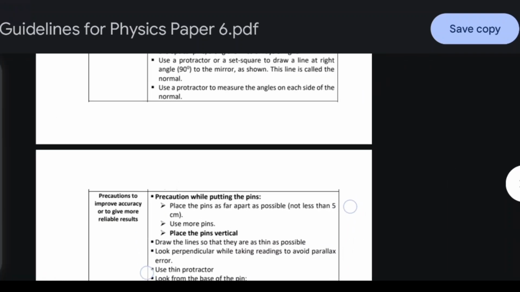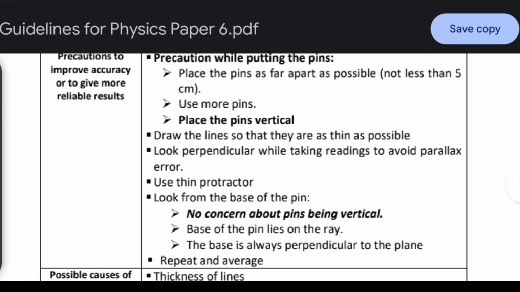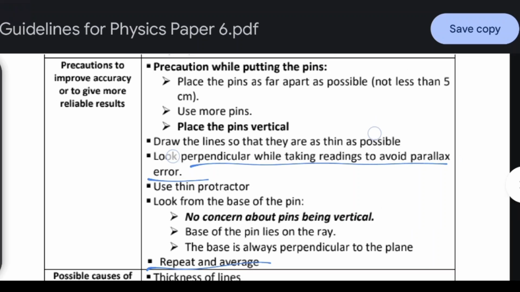All right, procedure done. Next, precautions to improve accuracy and give more reliable results. Commonly: repeat and find the average, and look perpendicular to avoid parallax error. Keep the line of sight of the eye perpendicular to the scale reading to avoid parallax error.